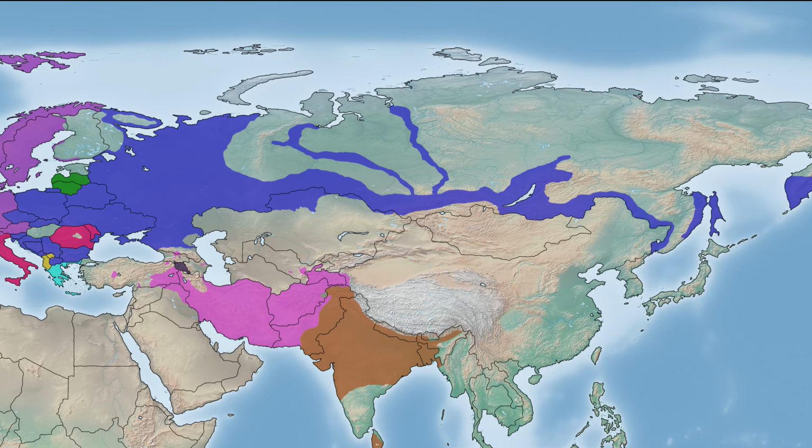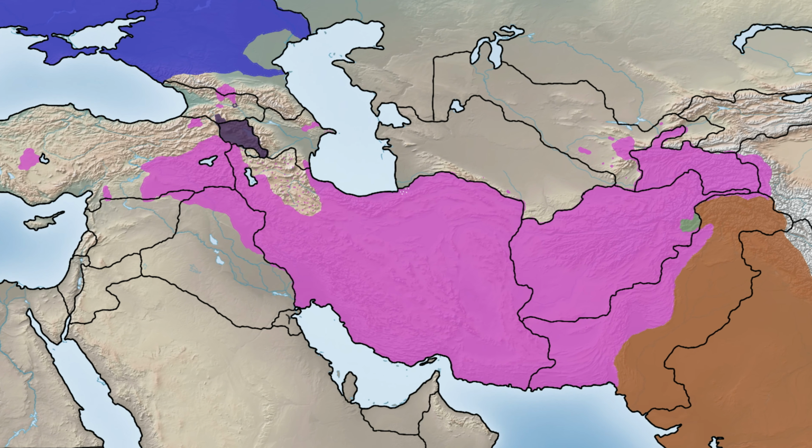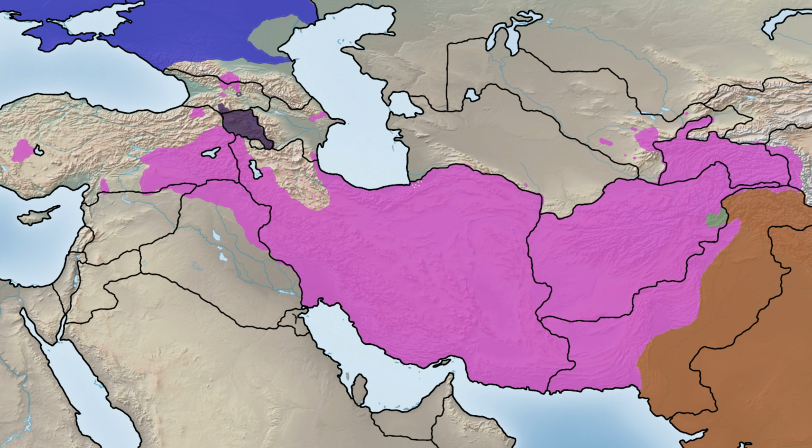In blue are the Slavic languages, spoken by around 300 million people, mostly in Eastern Europe. Slavic languages include Russian, Polish, and Serbian. A feature of Slavic languages is that every verb comes in two forms: imperfective, which is an ongoing action, and perfective, which is completed.